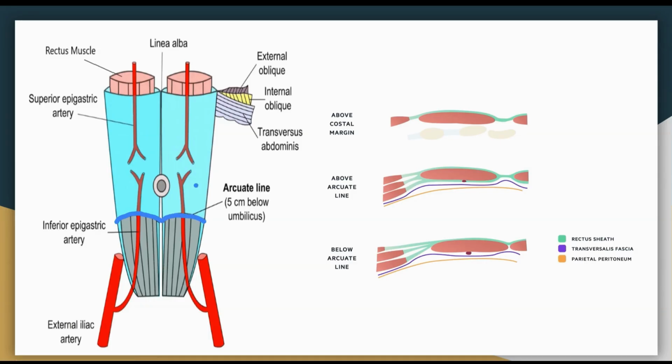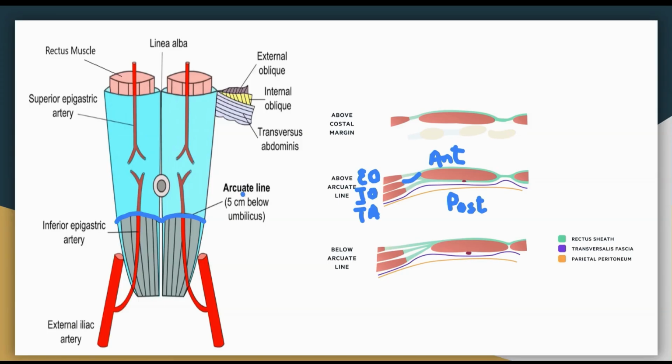Above this arcuate line, the rectus sheath forms two layers, the anterior layer and a posterior layer. Now, this anterior layer is contributed by the external oblique and the anterior lamina of the internal oblique. The posterior lamina of the internal oblique, along with the transversus abdominis, contributes to the posterior layer. But below the arcuate line, all three muscles, external oblique, internal oblique, and transversus abdominis, contribute anteriorly. And on the posterior aspect, the rectus sheath is deficient.